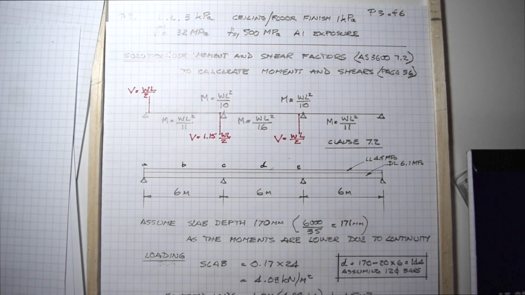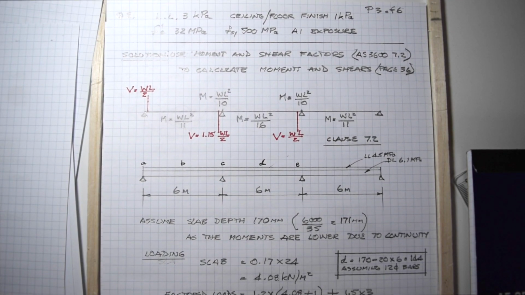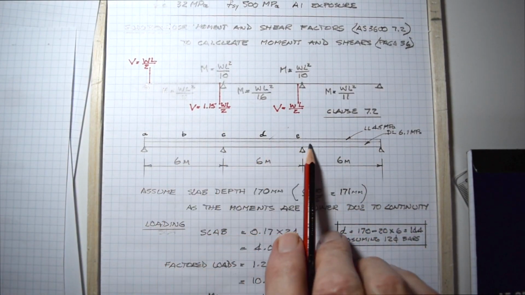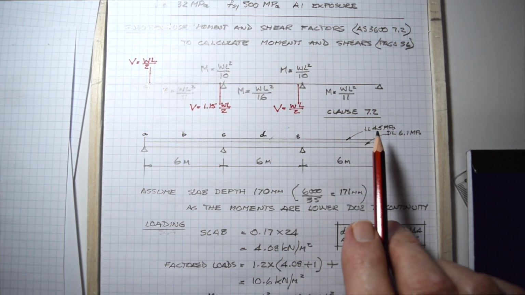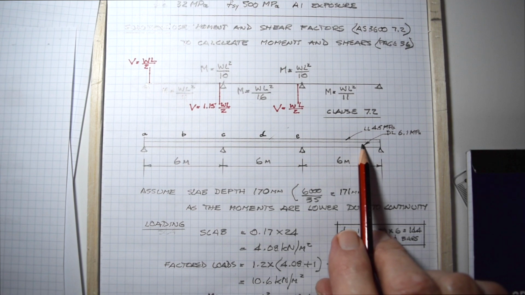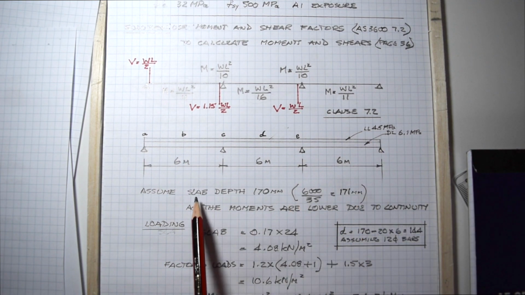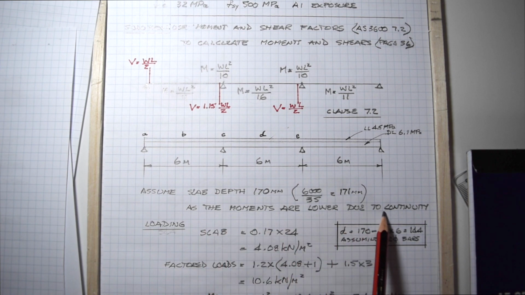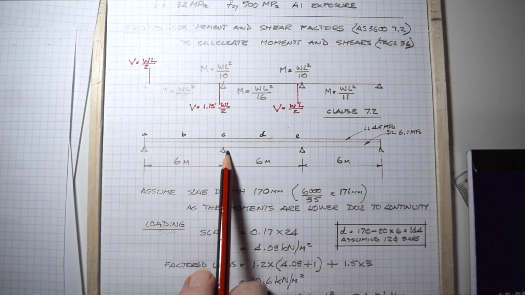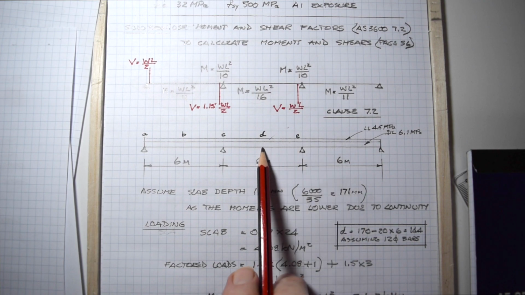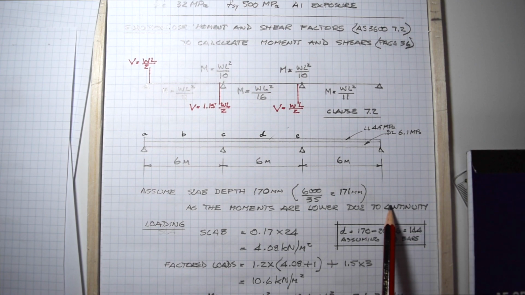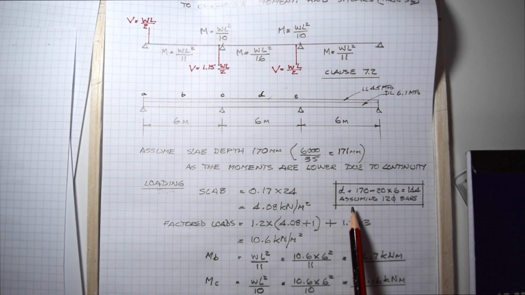Right, so going back here, we've got the beam with a 4.5 MPa live load and a 6.1 meter dead load. Assume a slab depth, in this case, of span over 35, 171 millimeters, as the moments are low due to continuity. As soon as you have continuity over many supports, the bending moments get smaller. So you can start to have thinner sections. You get more bang for your buck, in other words.